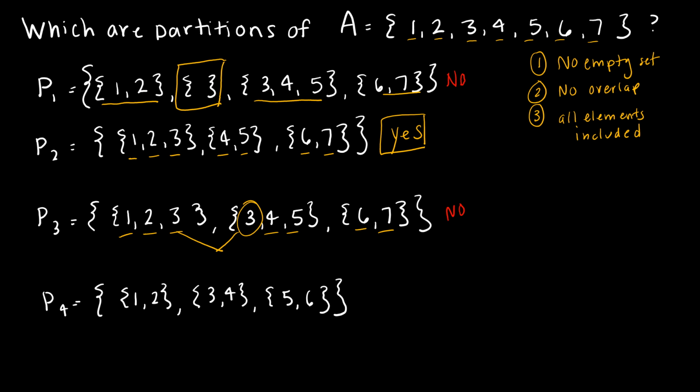And then for my last one, I've got 1, 2, 3, 4, 5, 6, but it looks like I'm missing 7. So yes, there's no empty set and there's no overlap. However, not all elements are included, so this is a no.